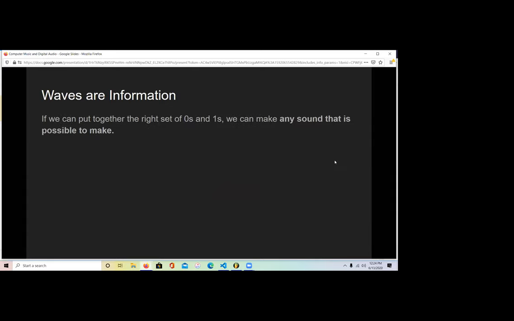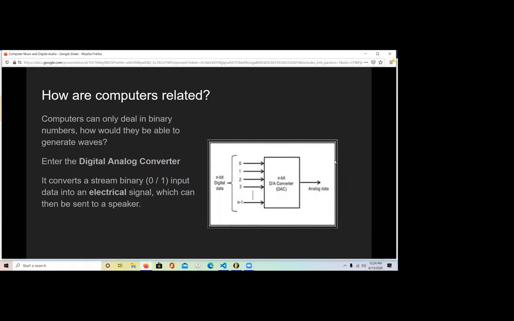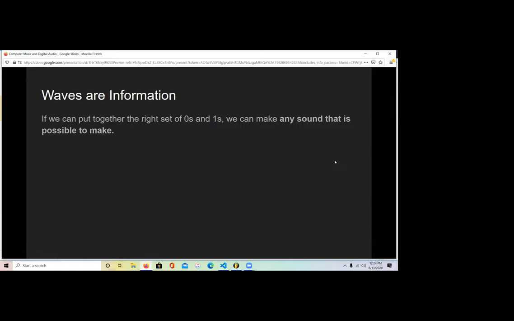So if we can put together the right set of zeros and ones, we can make any sound that's possible to make. And it might not seem like a very powerful statement, or like I'm saying much, but that's actually a really powerful statement. If we can put together the right set of zeros and ones, any sound that's literally possible in the universe can be generated.